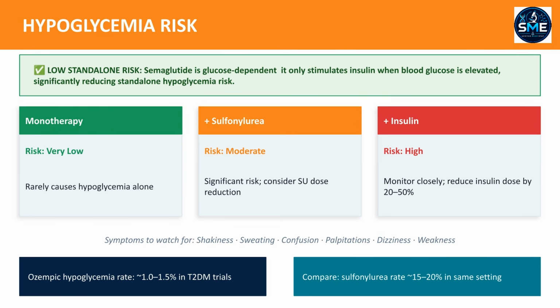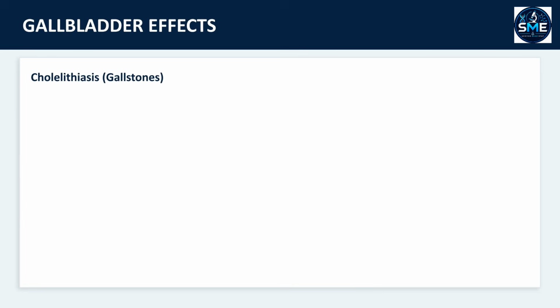Ozempic has a low standalone risk for hypoglycemia because it is glucose-dependent. However, when combined with sulfonylurea, the risk becomes moderate, and with insulin, the risk is high. Symptoms to watch for include shakiness, sweating, and confusion.